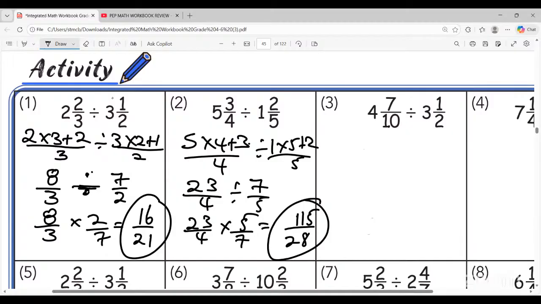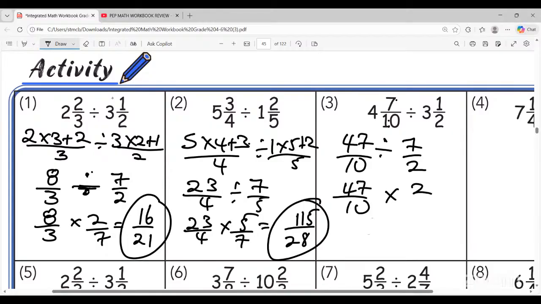So we have 4 times 10, that's 40 plus 7. That's 47 over 10. What's the answer for this? It's 3, 2, 6, and 1, so 7 over 2. And of course, we just write it back, and then we change. How many groups of 2 can we get out of 10? 5, right? So it's 47 over 5, 7 times 5 is 35.